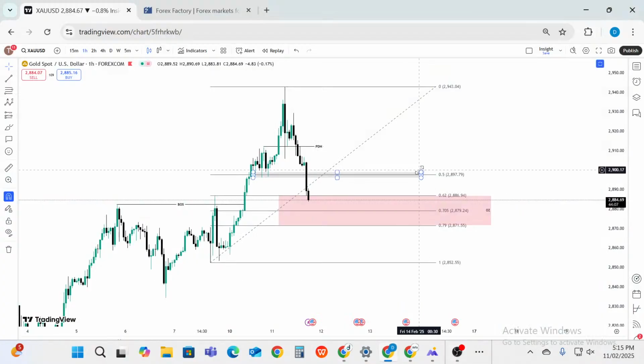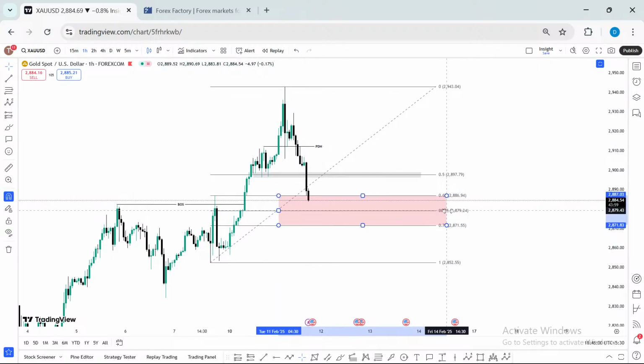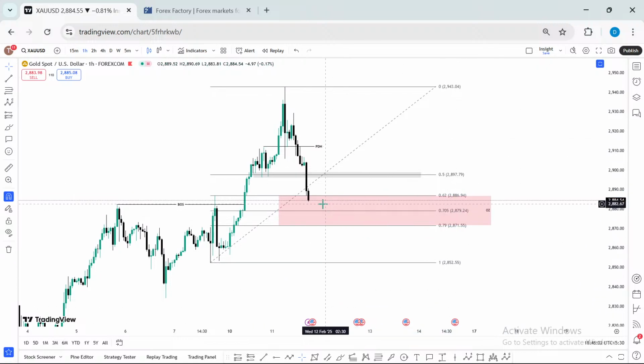Okay, see, like we discussed in the morning session, we were expecting the market to move into this particular zone, right? Now it has reached that zone. It doesn't mean that we are going to directly take a buy.